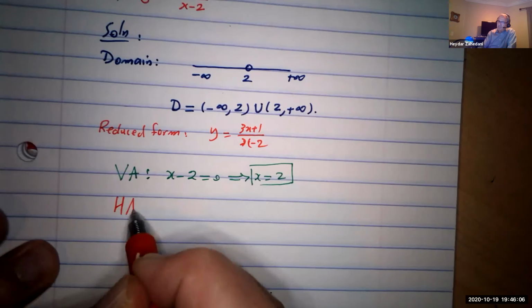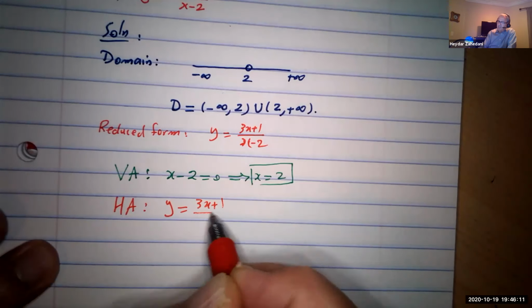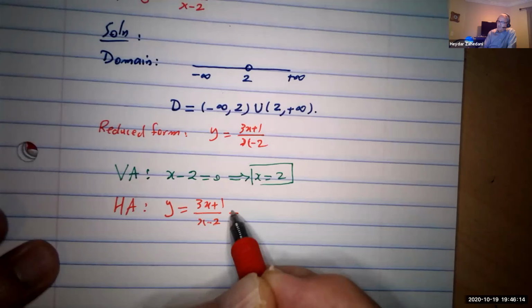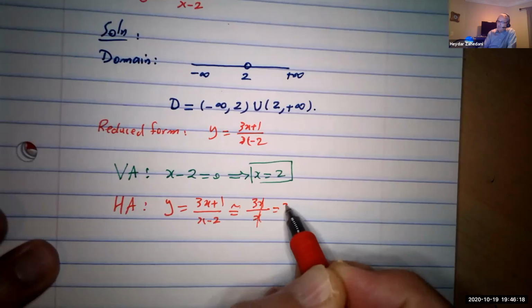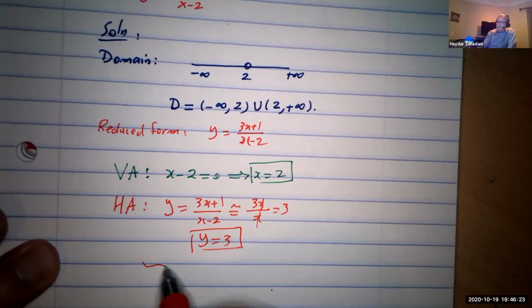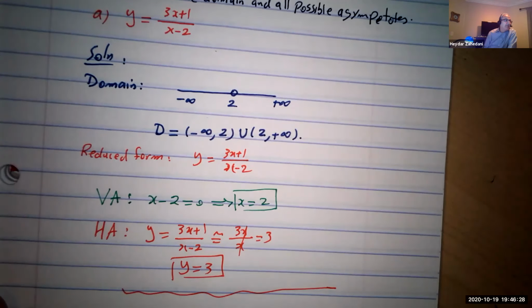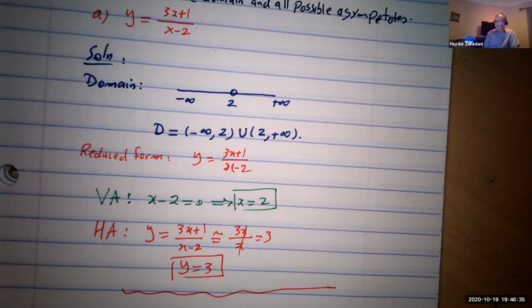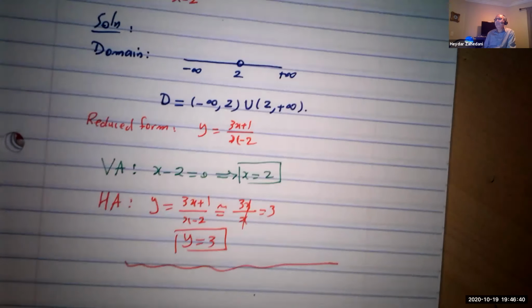Okay, that's the vertical asymptote. Horizontal, shrink it. It's y equal to 3x plus 1 over x minus 2. We shrink it into 3x over x. You simplify the x, 3. Y equal to 3 is going to be the horizontal asymptote, and you're done. Any question? Okay, that's case 1. You see, case 1 is that the degree of the top and the bottom is the same. That's case 1.